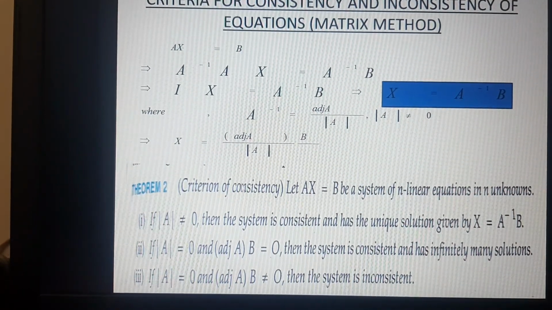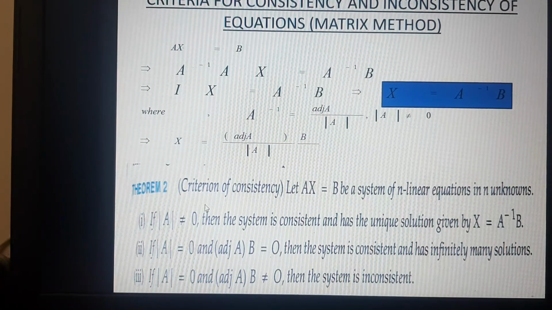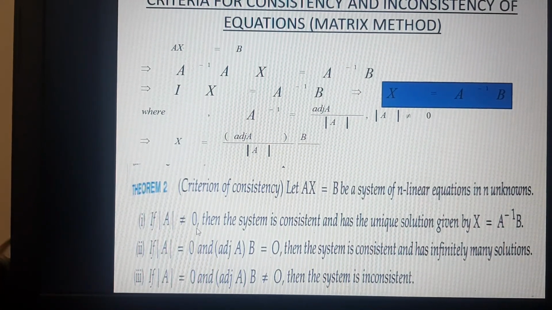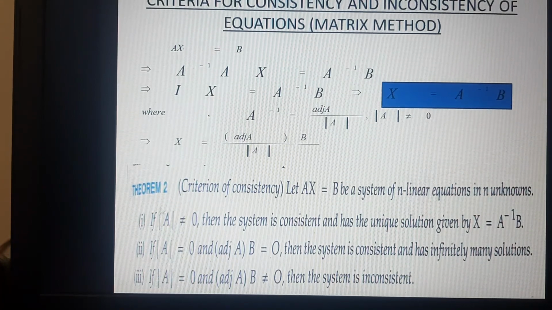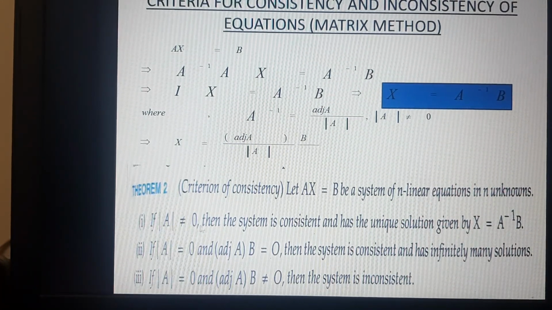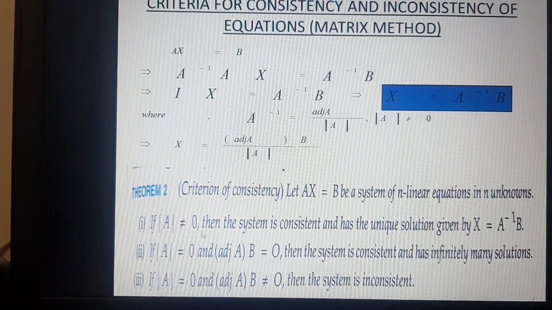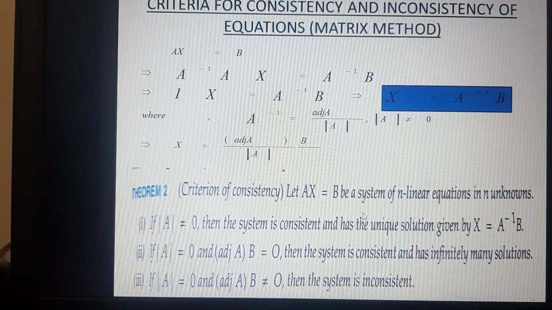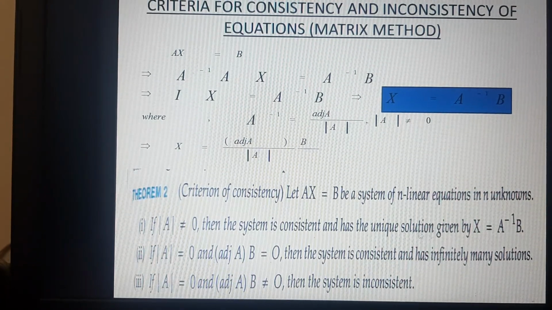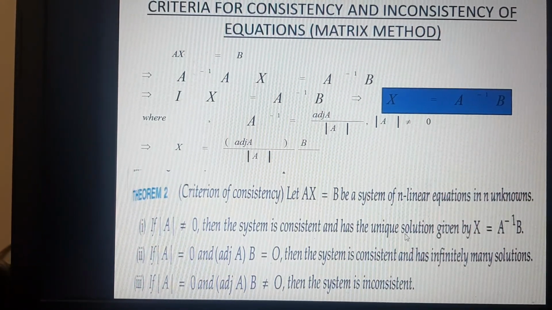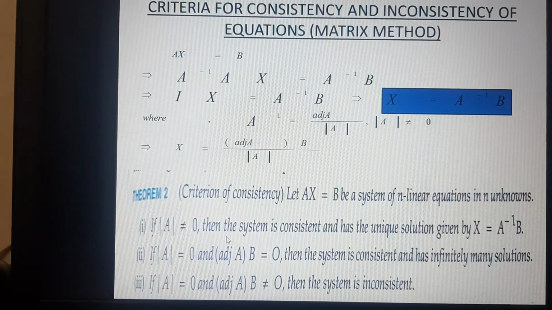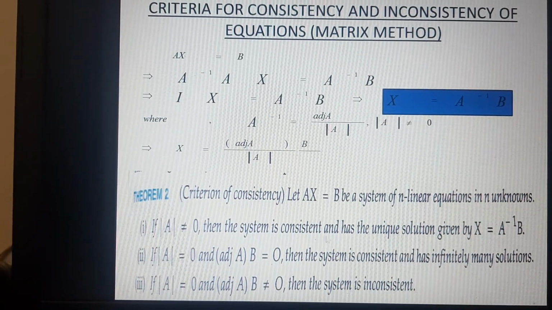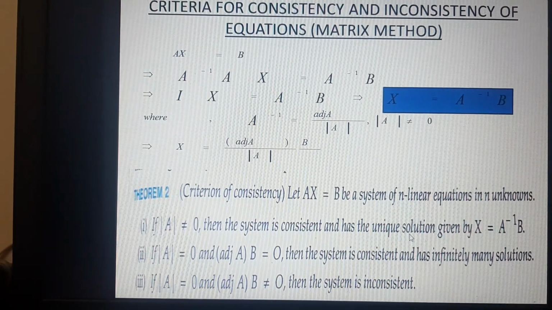To test the criteria for consistency, we first have to check whether the determinant of A is not equal to 0 or not. In the previous module, we have seen that whenever the determinant of A is not equal to 0, we easily found the unique solution, that is the values of x, y and z for the equations. So whenever the determinant of A is not equal to 0, you can find the variables x, y, z by using x is equal to A inverse B.